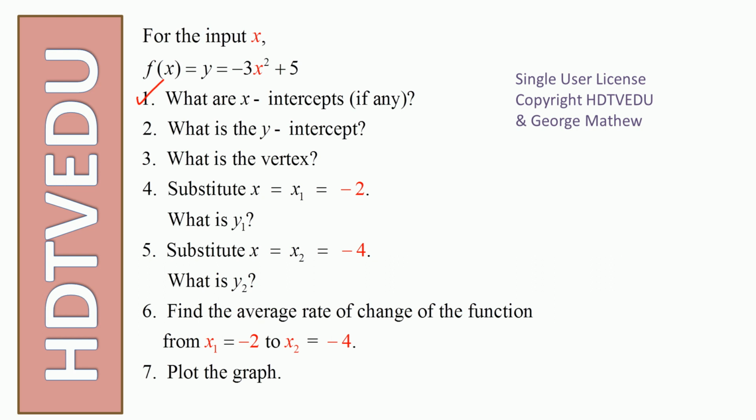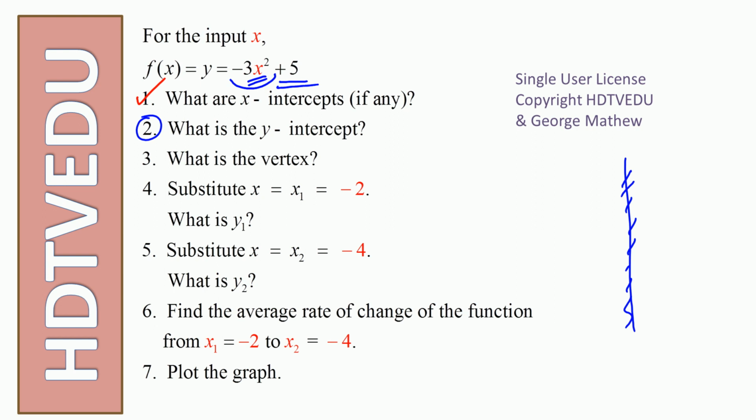The y-intercept is very easy. All you have to do is at the position of x, you substitute 0. So whatever terms have x in them will go to 0. So this whole thing is going to 0. What is left? Positive 5. So when you substitute x equals 0, you get positive 5. And that is number 2, what is the y-intercept? You substitute x equals 0. Why? Because on the y-axis, x is equal to 0.